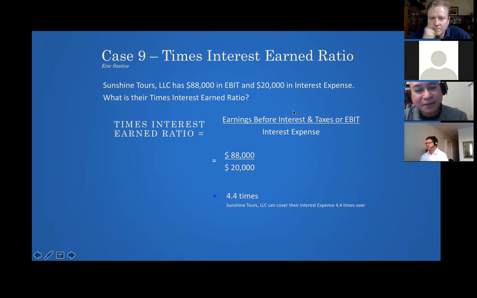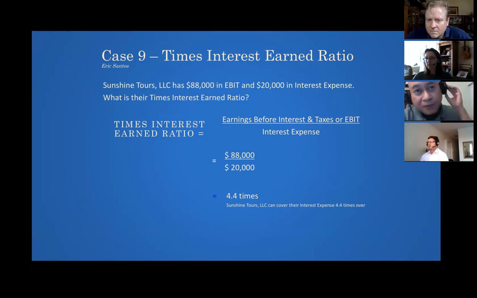Yeah, it's just a really high level. I'm not breaking it down into monthly or quarterly. But presumably, if they're making this 88,000 in earnings annually, and that interest is 20,000 annually, it's not a good performer on months, Michael, right? They're set for all year. Yeah, it'd be 4.4 times over, pretty much 4 years. They could cover their payment over 4 years. So again, it's just something simplistic.